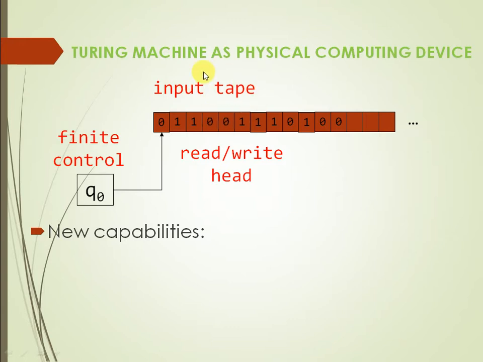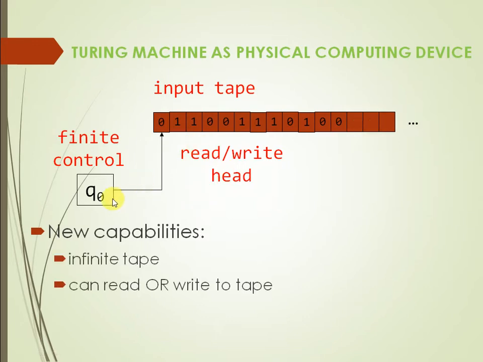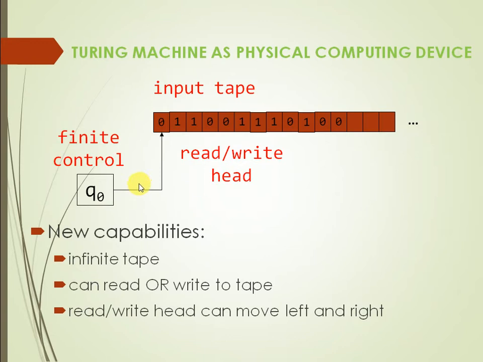This is also a Turing machine, as here the Turing machine is represented as a physical computing device. This is the finite control as we have seen earlier. This is an infinite tape, and the read write head can read or write.